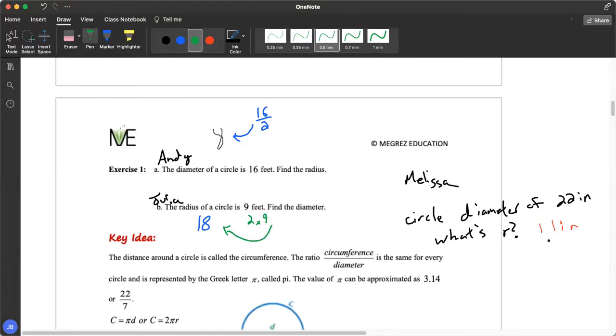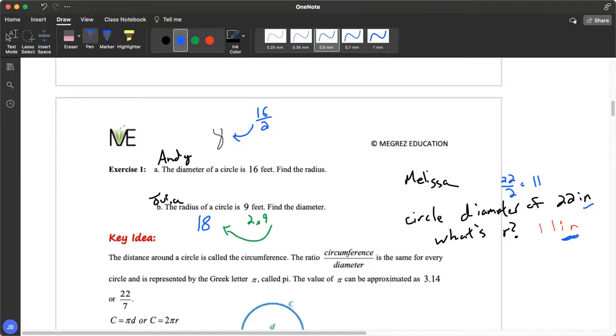Melissa, how did you end up getting 11 for yours? I did 22 divided by 2. Perfect. So 22 is our diameter, divided by 2 gives us a radius of 11. And what I really like is Melissa put inches on here. So she saw we had inches and put our units. Sometimes those are pretty important to put. I'm not too worried about it here, but I like to point out that it's a good thing to do, is put your units on there.